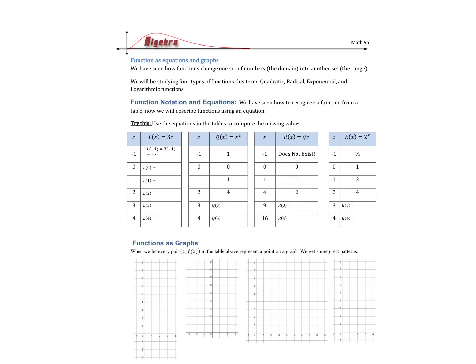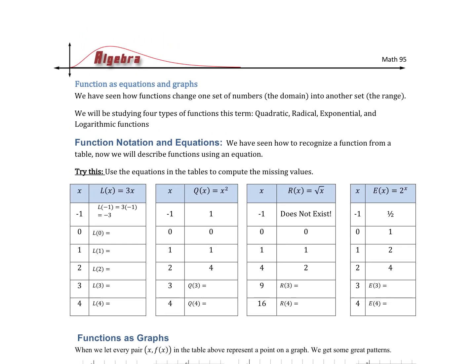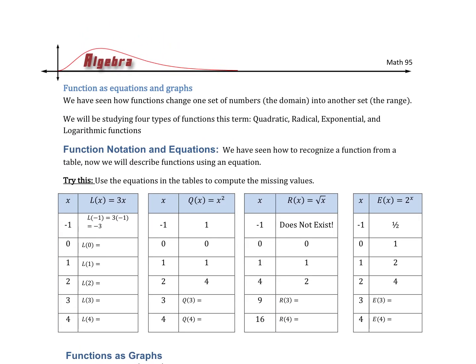So now that we've seen what a function is and what function notation is, we've had some pairs of numbers that are just connected for no particular reason. But now we want to see how we can represent functions as equations and graphs. We've seen that functions can change one set of numbers, the domain, into another set, the range. They connect these two. We're going to be looking at 4 types of functions in this class: quadratic, radical, exponential, and logarithmic.